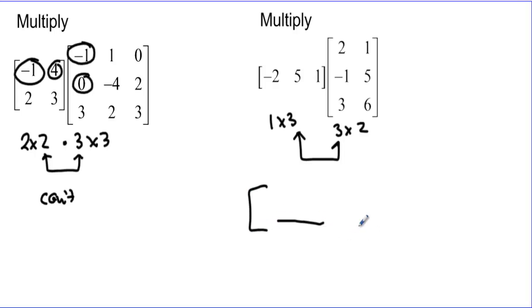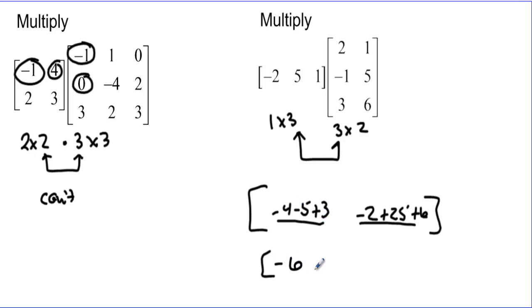1 row, 2 columns. -2 and 2 is -4. We have -5, then plus 3. And then we have -2 plus 25 plus 6. -9 plus -3 is -6. We have 23 plus 6 is 29.